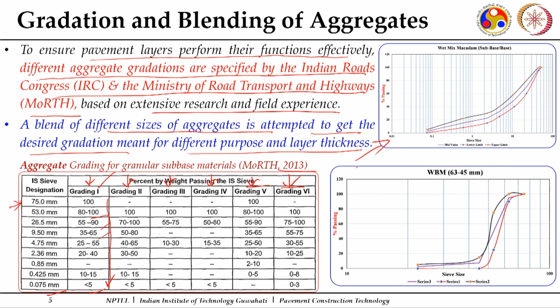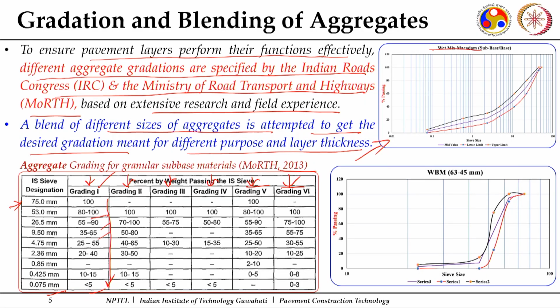Similarly, this is the gradation taken from MORTH for wet mix macadam, which is widely preferred for use as a base course. Waterbound macadam also gives a gradation range. There is an upper limit and a lower limit, and a target or mid gradation can be there. So, the ranges of gradation are given in tabular form. You can plot and see in which ranges your material should fall.